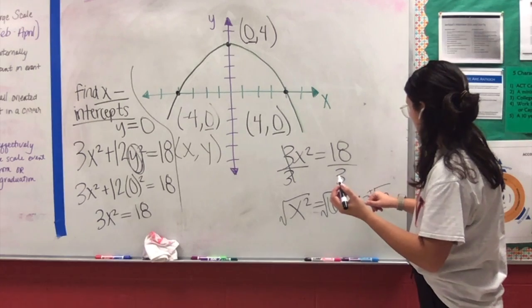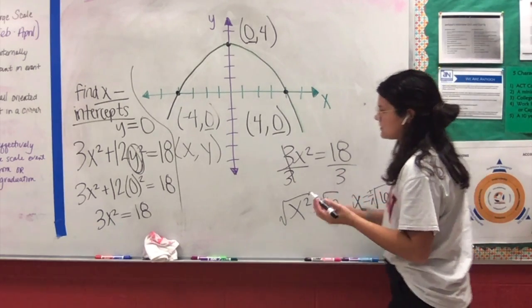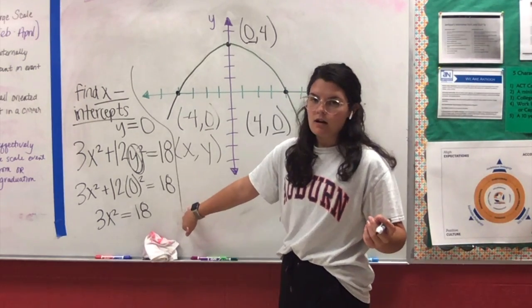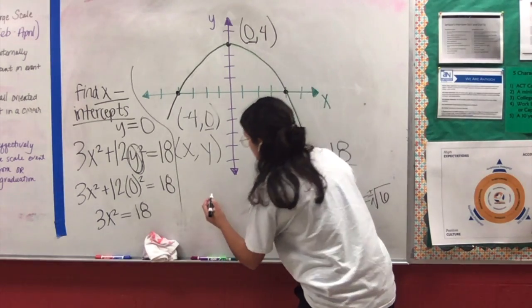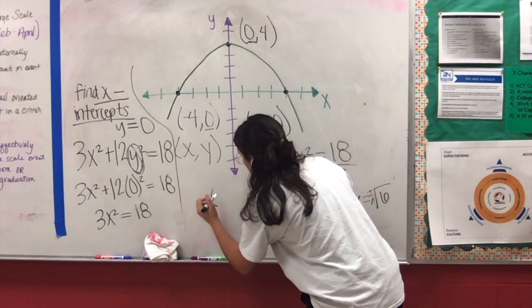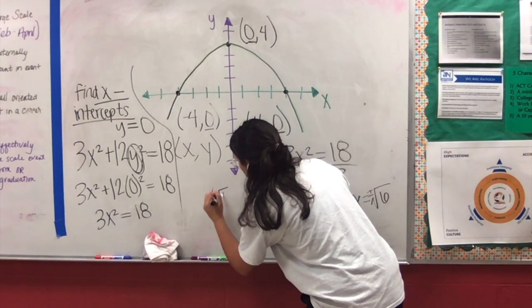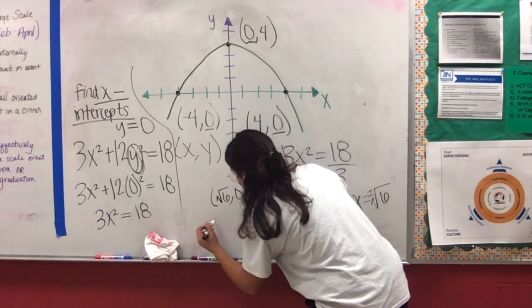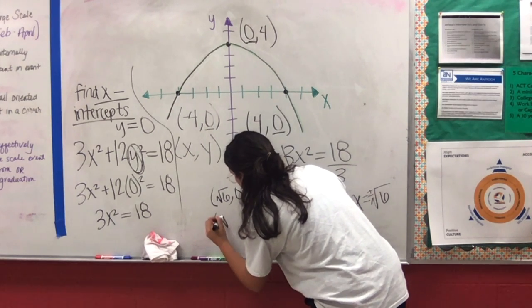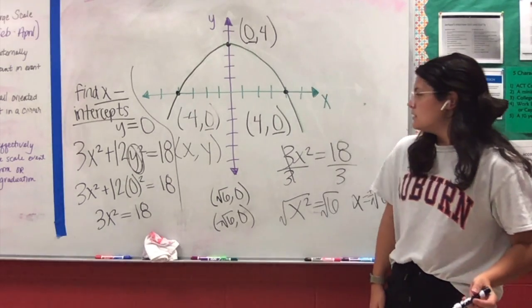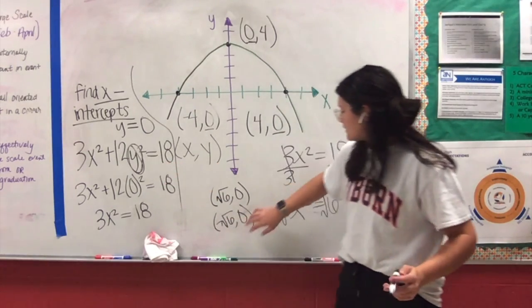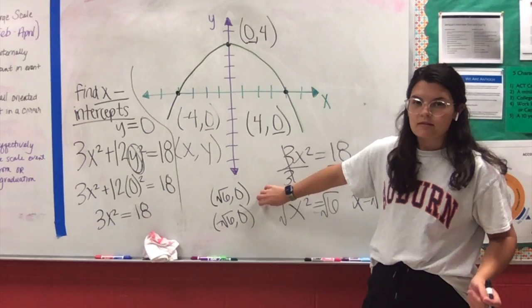And so our x equals positive or negative square root of 6, and our y always equals 0. So our x-intercepts are going to be positive square root of 6, 0, and negative square root of 6, 0. So for this question, these are going to be our x-intercepts.